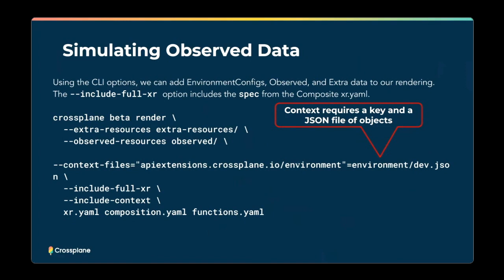We're setting a key at a well-known environment. So you're going to see something like apiextensions.crossplane.io. When you're writing your functions, this is actually where the data is going to be for the context. And in this case, we're providing it with a JSON file. And finally, the other options we have include the full XR. This includes the spec, and then we're going to push out the context.